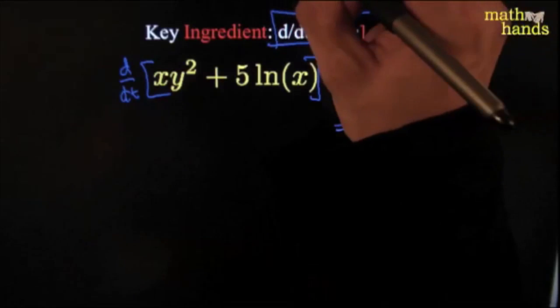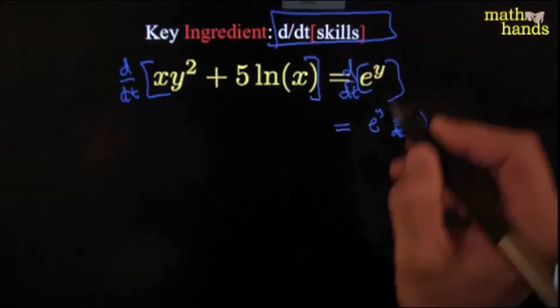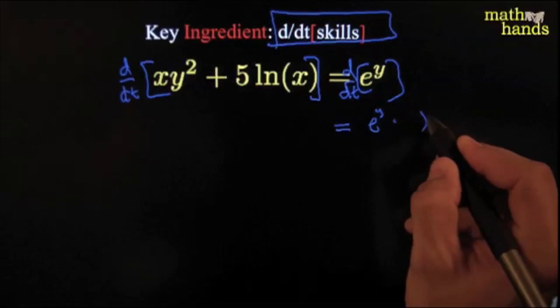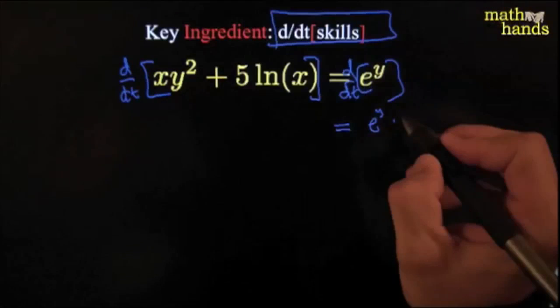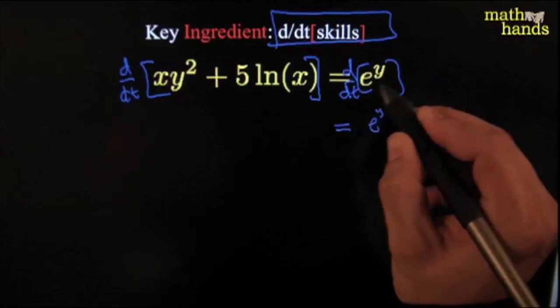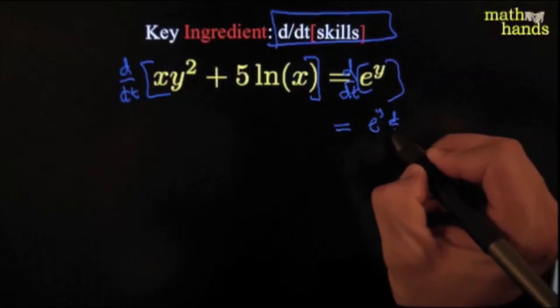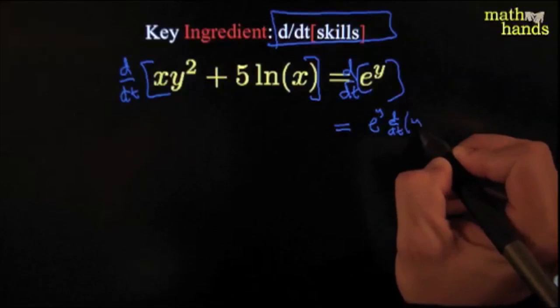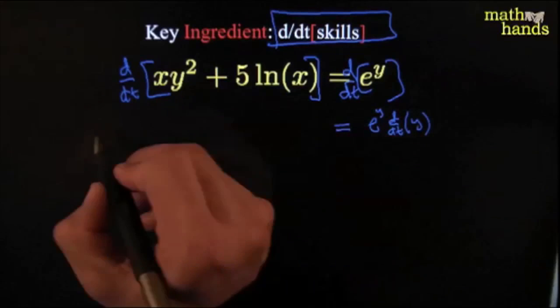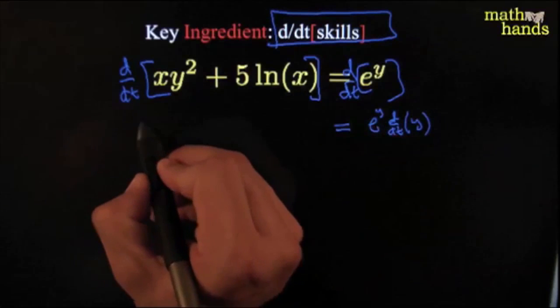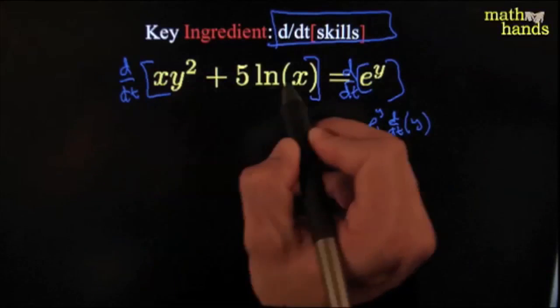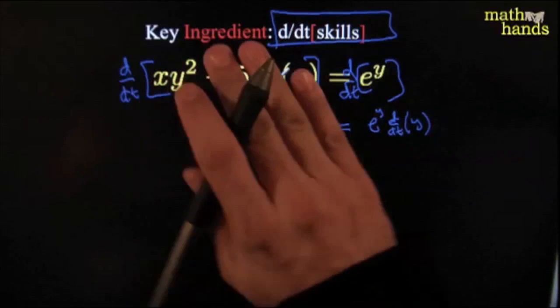Let me make that look good, because that's not the kind of teacher I am. That would be the derivative of e to the stuff is e to the stuff times the derivative of the stuff. Okay, let's do the left hand side now. The derivative of the sum, well, that would be the sum of the derivatives, so I have to do each piece separately. Forget about that one for a second.